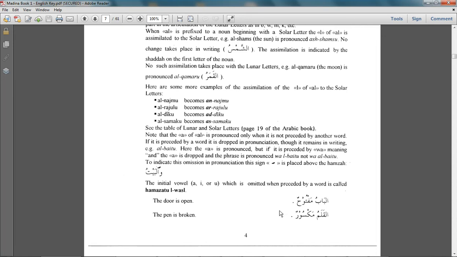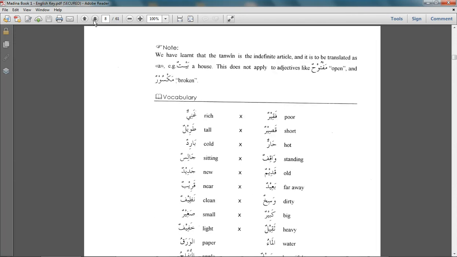Al-babu maftuhun, the door is open. Al-qalamu maksurun, the pen is broken. We have learned that the tanween is the indefinite article, and it is to be translated as "a." For example, baytun, a house. This does not apply to adjectives like maftuhun, open, and maksurun, broken.